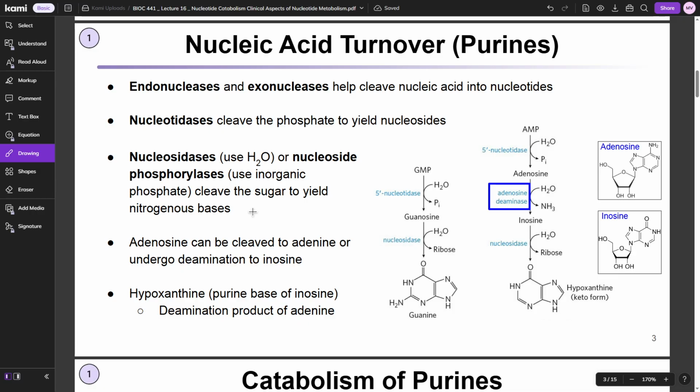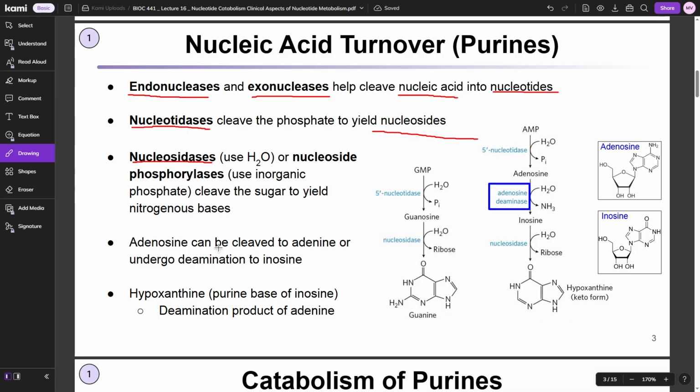Basically, we have a bunch of endonucleases and exonucleases that help cleave DNA into nucleotides. We've talked about this before. And then there are enzymes called nucleotidases that cleave the phosphates to yield nucleosides. And nucleosides, remember, are just the sugar plus the nitrogenous base. And these nucleosidases use water, and this should make sense. It's just going to be a transesterification reaction where you attack the phosphate and kick it off.